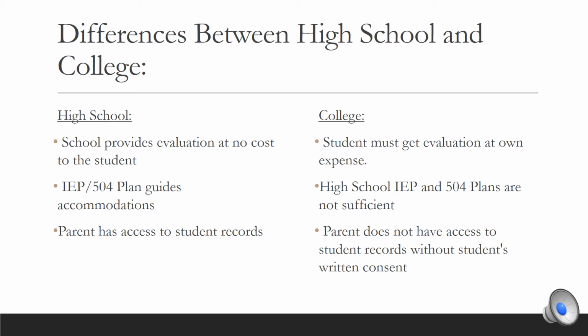As a student with a disability, there are differences between what you may have received in high school and what you'll now receive in the higher ed setting. In college, you're required to submit documentation of a disabling condition in order to qualify for accommodations. While high school IEP and 504 plans are helpful in understanding which accommodations you used, they're not considered to be sufficient, and we will likely ask for additional documentation within your first semester. Additionally, higher ed settings require a student's written consent for a parent to access their records.